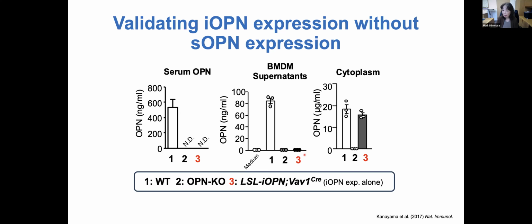We didn't detect sOPN. And then importantly, in the cytoplasm, so we separated cytoplasm from the cells, we found, in this case, that we are detecting iOPN. In number 1 and number 3, wild type and then LSL iOPN with Cre, we detected OPN in the cytoplasm, so it's working well. And you can also see that in the model system, the expression level is pretty similar. It's not overexpression just because we preserved the OPN promoter sequence. So again, really no overexpression.